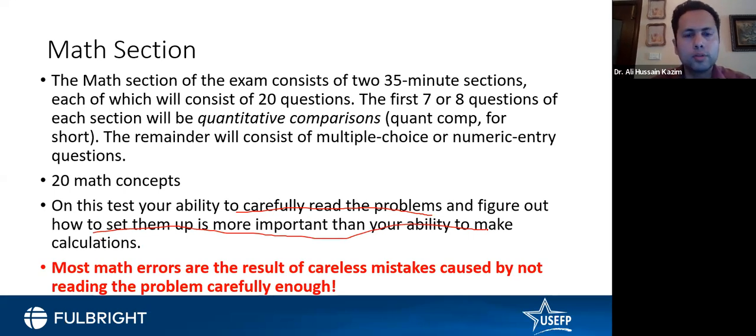Most problems are real world problems, and they give you a real world situation and ask you to solve for it. The calculating part, solving an equation, is like 20% of the question. The bulk of the question is setting up the problem, making the equation. And believe it or not, most math errors are the result of careless mistakes caused by not reading the problem carefully enough. So you should read your problem very carefully.